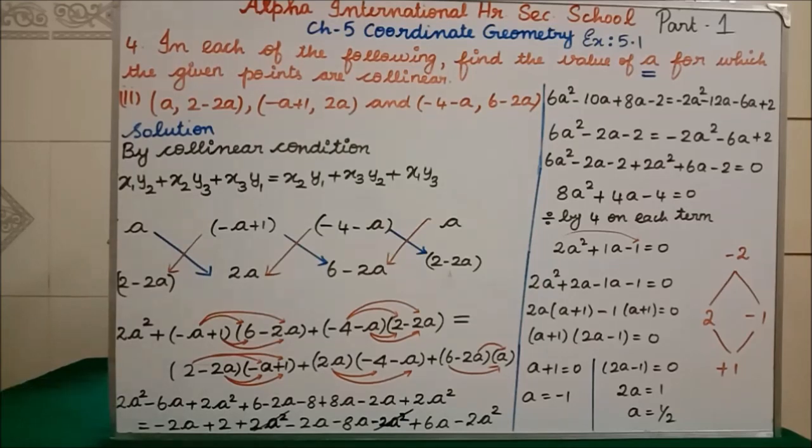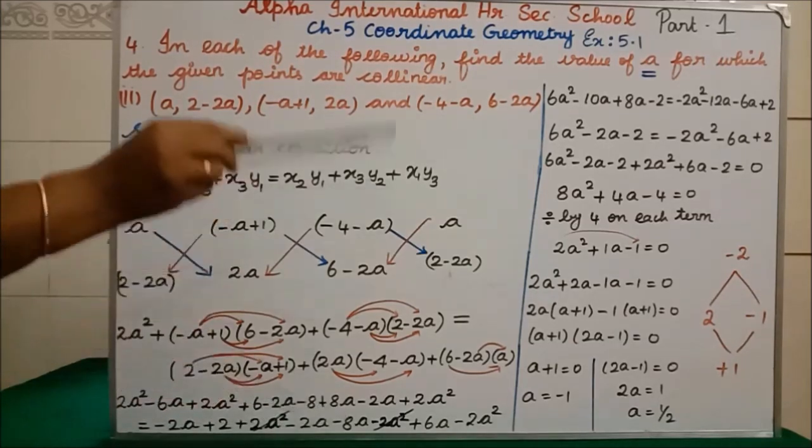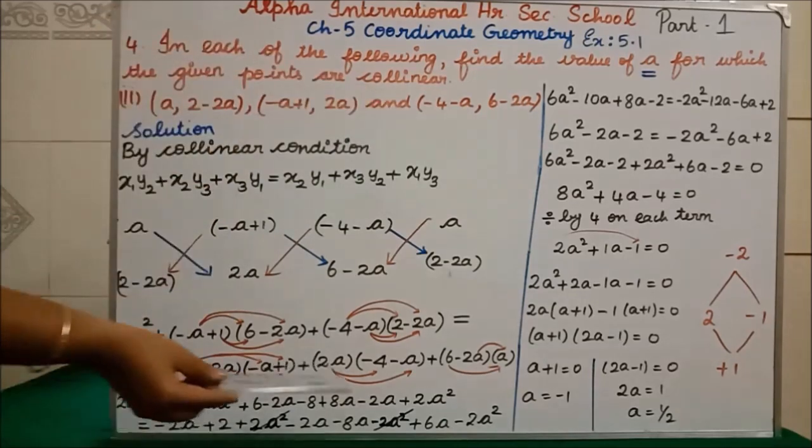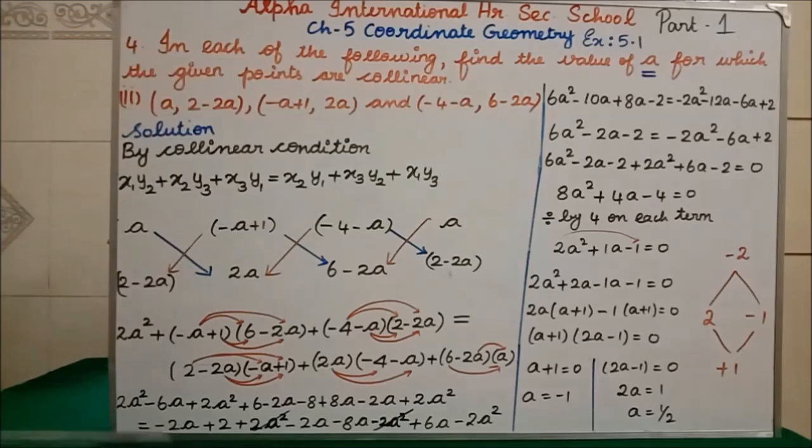Minus 6a we are having, minus 2a we are having. What we will get? Minus 6a, minus 2a and plus 8a. See, minus we will add: minus 8. Here plus 8 is there. So minus 8a and plus 8a will cancel. Remaining is what? Minus 2a. That only I have written, minus 2a.